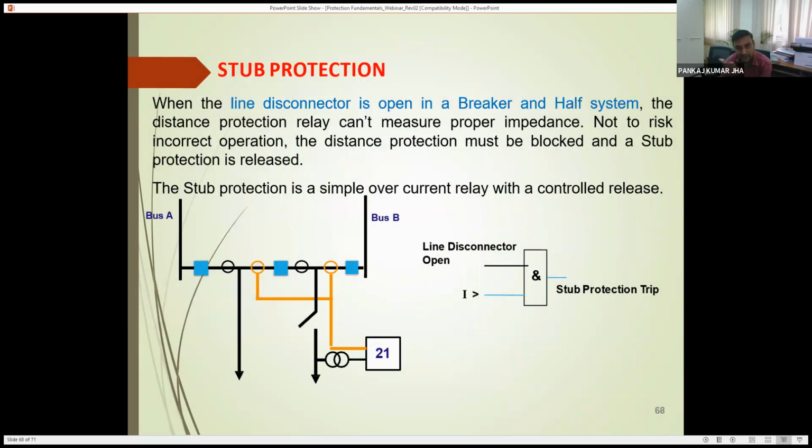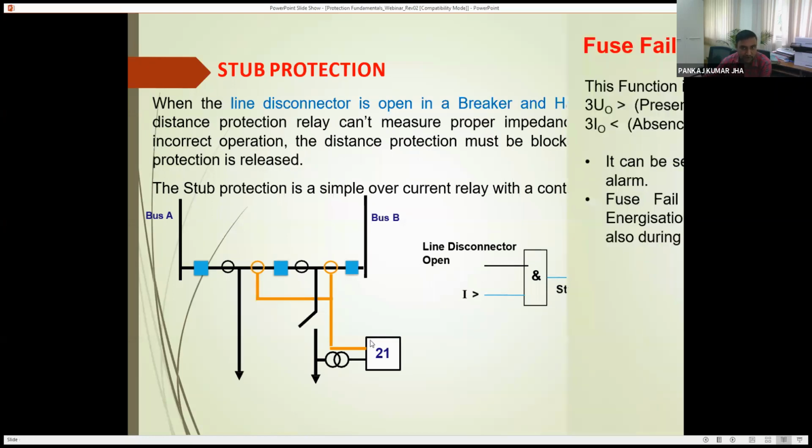Stub protection is basically used for the 1.5 breaker scheme. In the 1.5 breaker scheme, if your line isolator is open, the CVT voltage will not be available to the distance protection relay, and in that case your distance protection relay will not work properly. Since your voltage is 0 and only current will be available, we have to enable one protection function which will operate only on the basis of your current threshold. That protection which operates only on the basis of current threshold after the line isolator open status is called stub protection, and it is applicable only for the 1.5 breaker scheme.